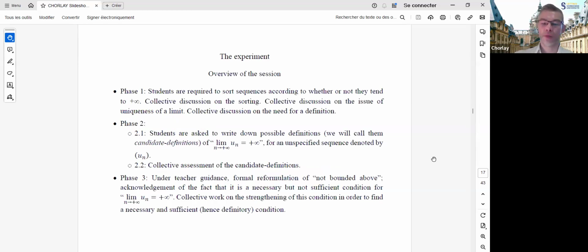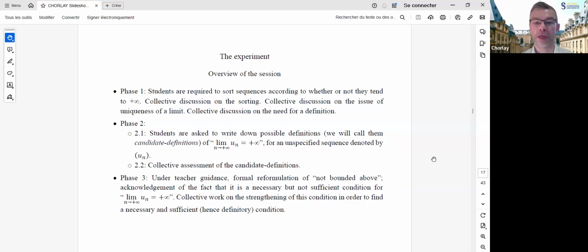So, how did we plan to achieve these many ambitious goals? 3 phases for the 2-hour session. In the first phase, students are required to sort sequences according to whether or not they tend to positive infinity, so to use their intuition, their experience of limits. Then a collective discussion on the sorting, and a discussion on the issue of the uniqueness of a limit.